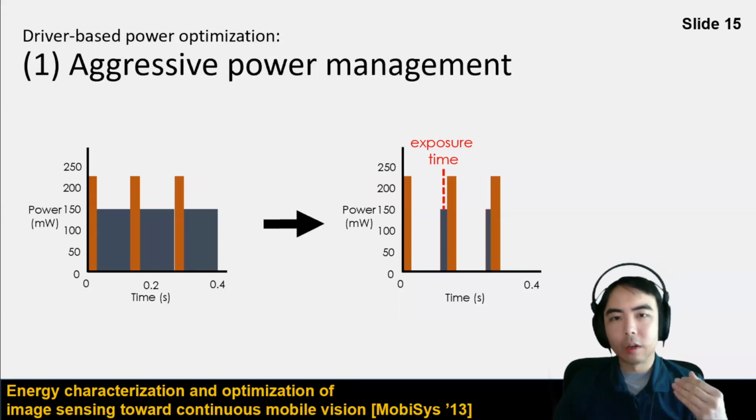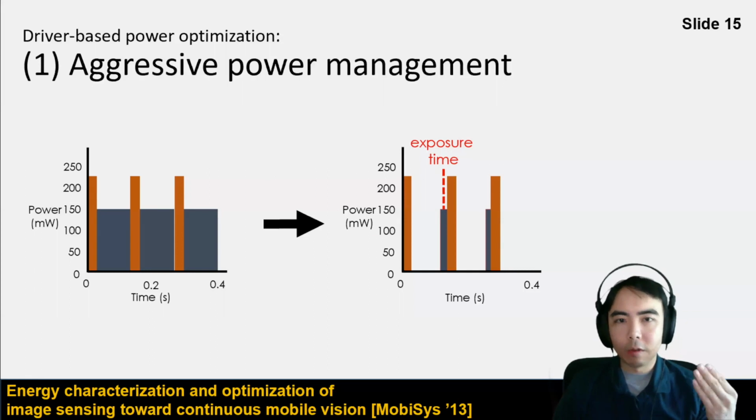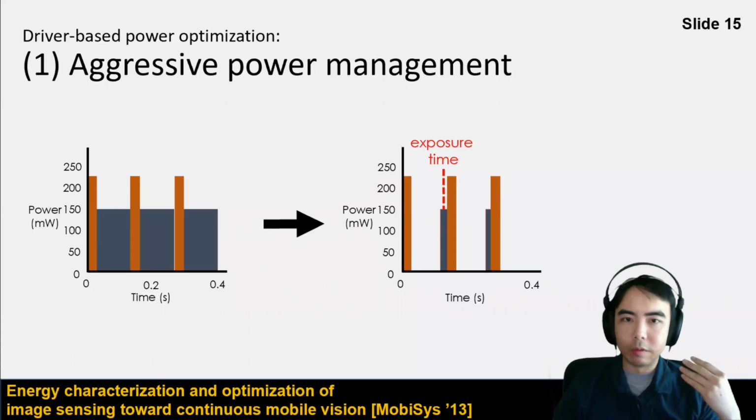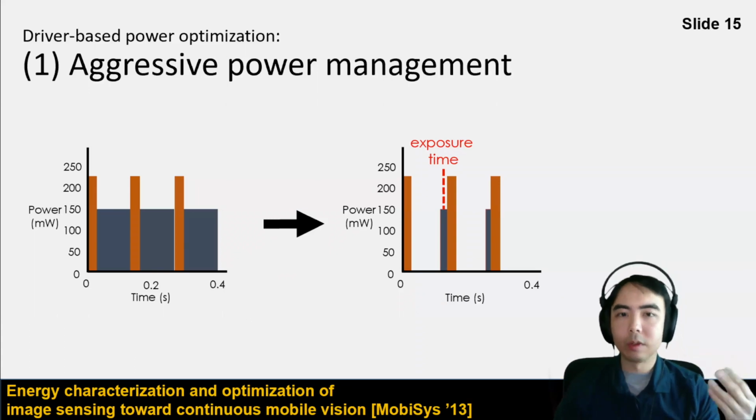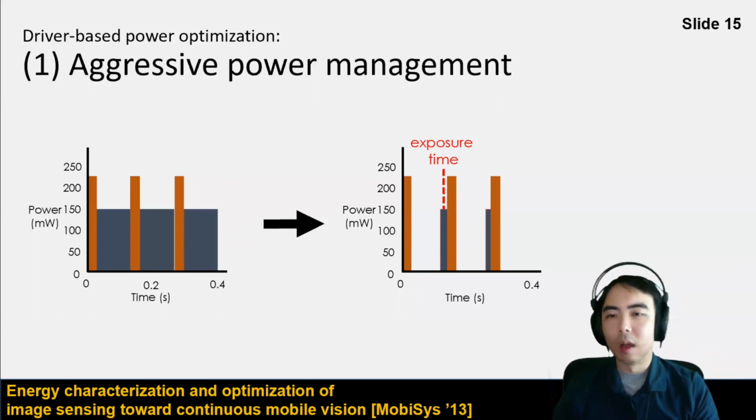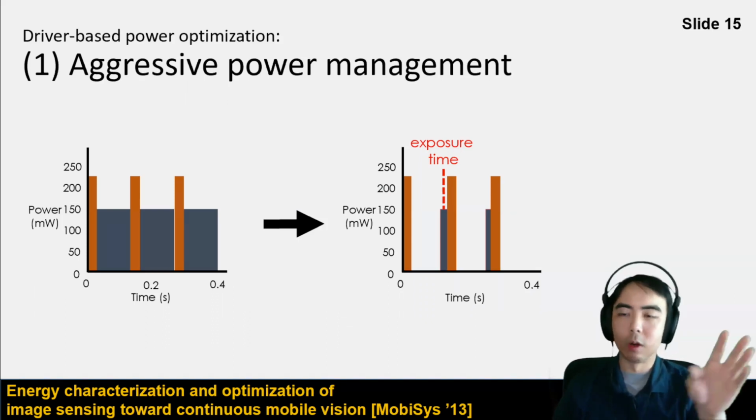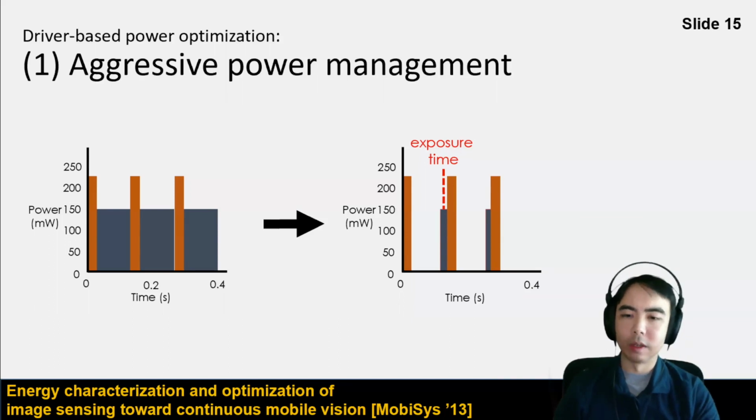You do need to turn on your sensor early enough, have it out of standby mode, in order for it to receive the light and expose the pixels to sense the light. So it does need to be on for some exposure time before the active power, but it does allow you to throw away the rest of that idle time and idle power that comes with it. And so this aggressive power management is of course very useful.